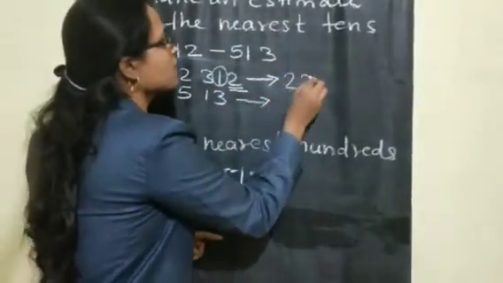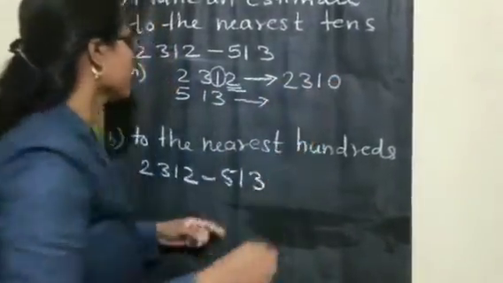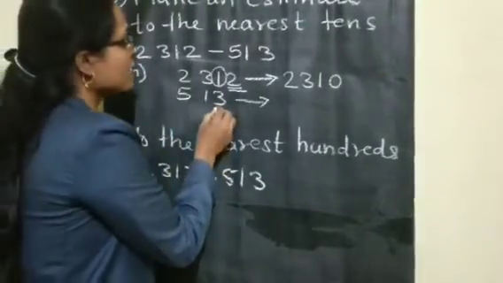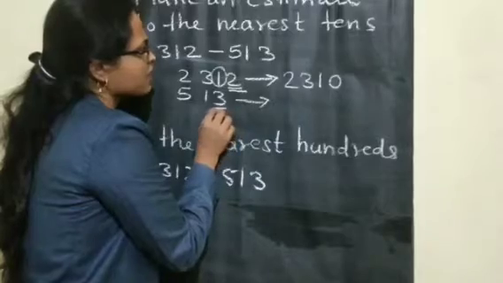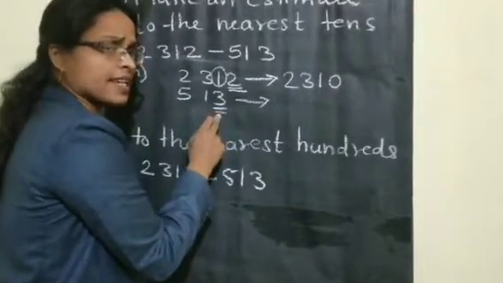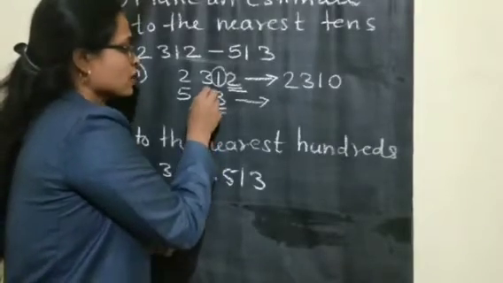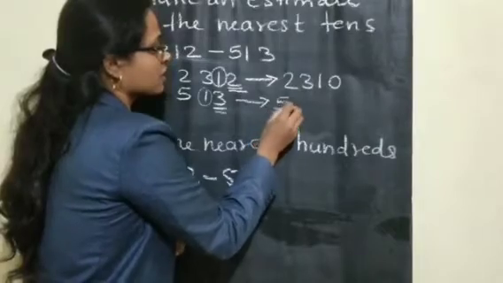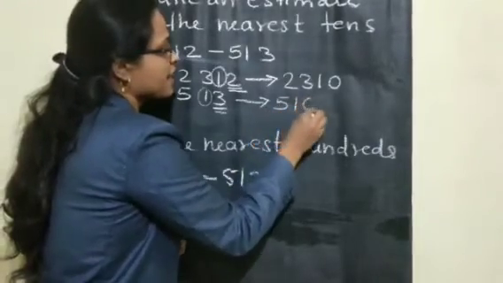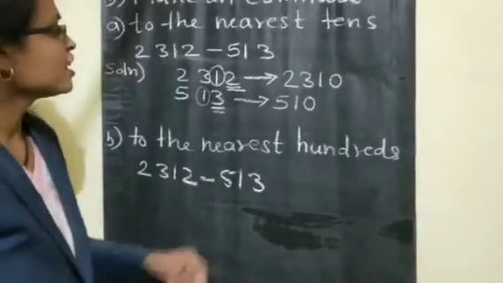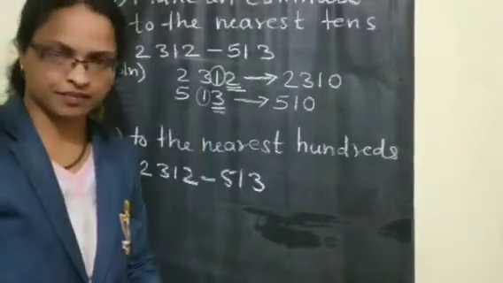So 2310. And in the second number, in the ones place the number is 3. That is also less than 5. So the tens place number will remain the same. So the rounded number will be 510.